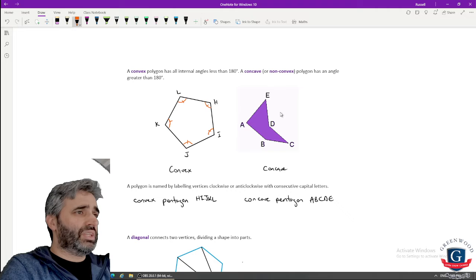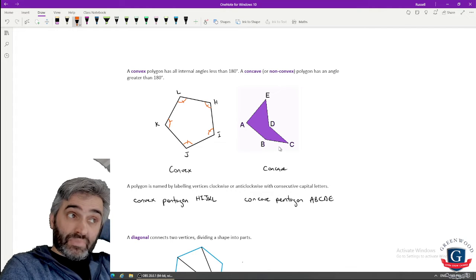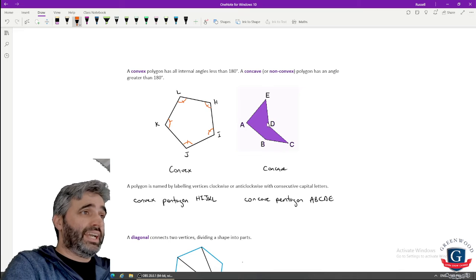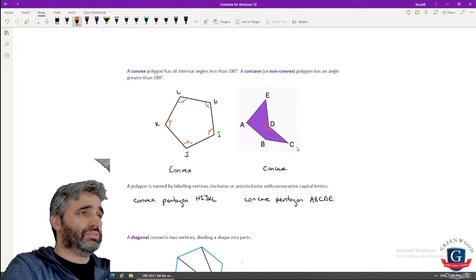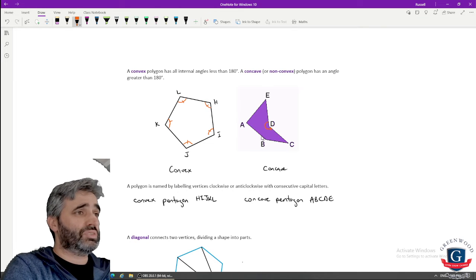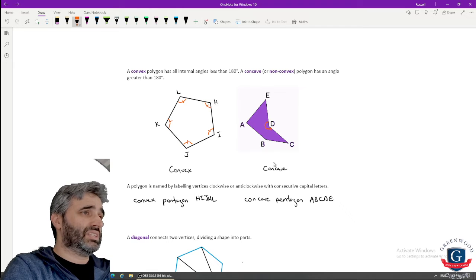Now, if we have a look at our second case here, this is a concave polygon, and it has an angle greater than 180 degrees. In fact, it's this angle here at D. Every other angle is acute. Oh, this one, yep, no, it's not acute. This one's obtuse, but it's still less than 180 degrees. This is our first reflex angle.